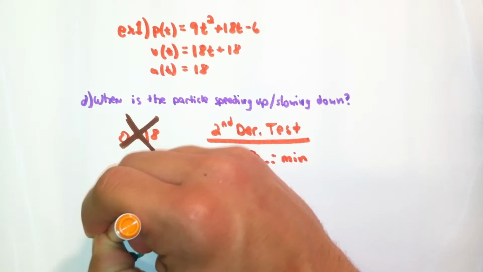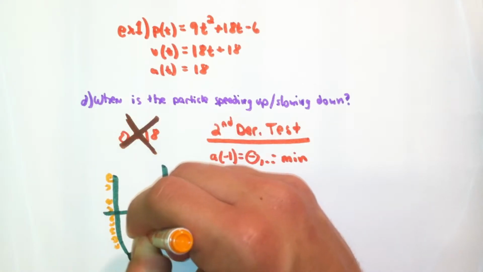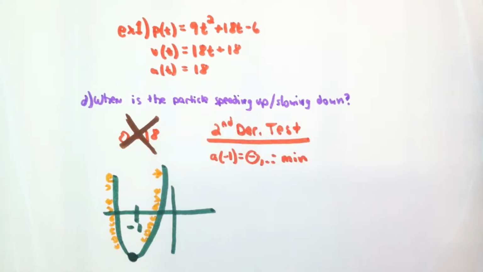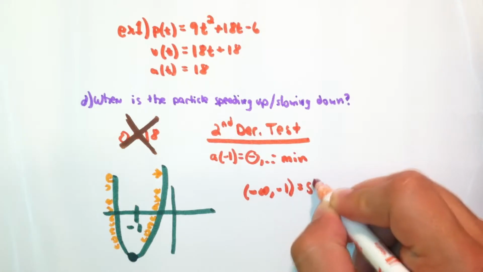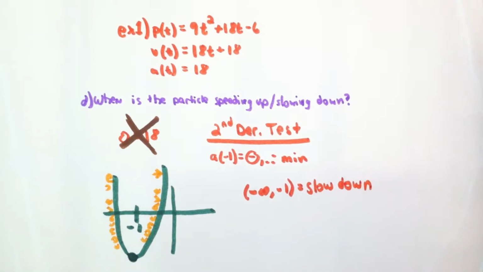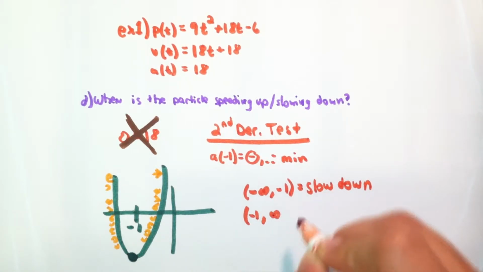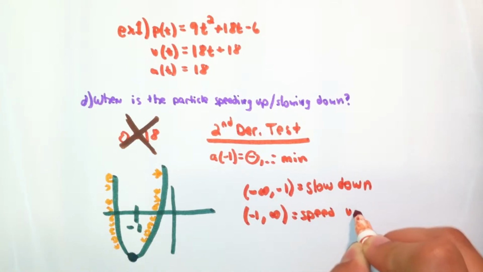Since the left side of our point -1 is concave up, the particle's velocity is decreasing, and the right side is concave down, which means the velocity is increasing. So from -infinity to -1, the particle is slowing down, and from -1 to positive infinity, the particle is speeding up.